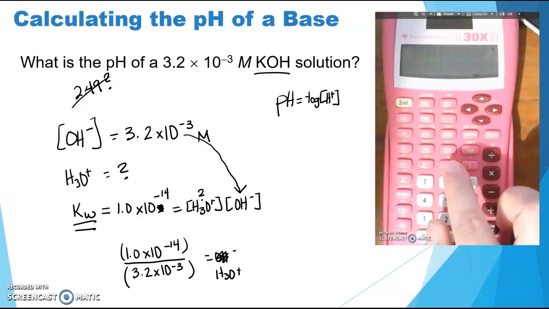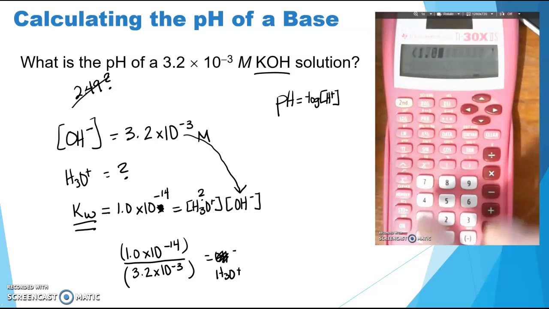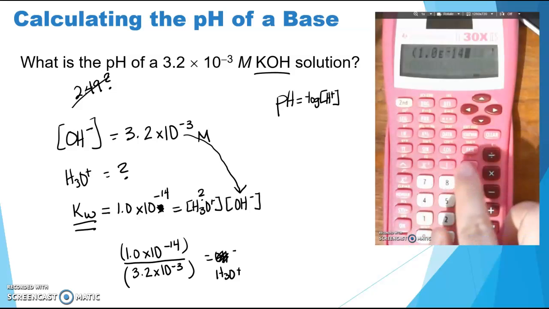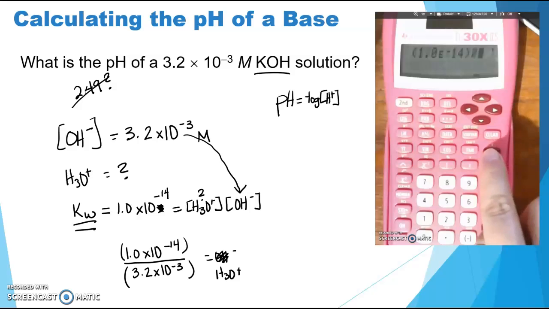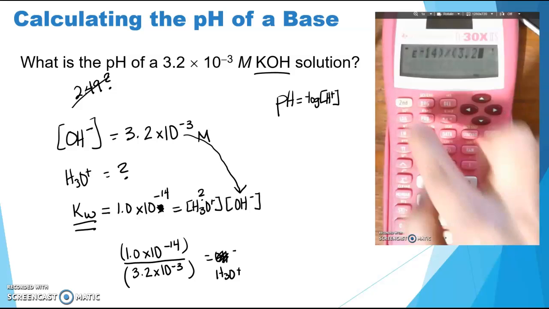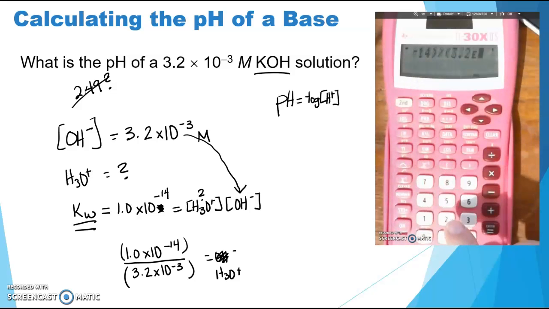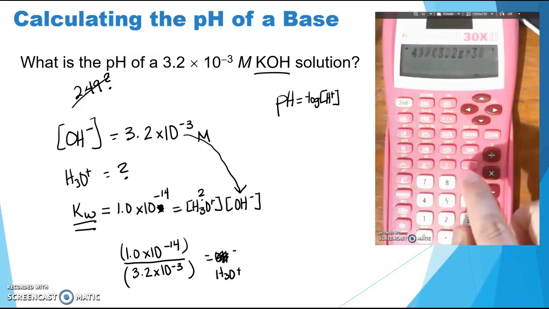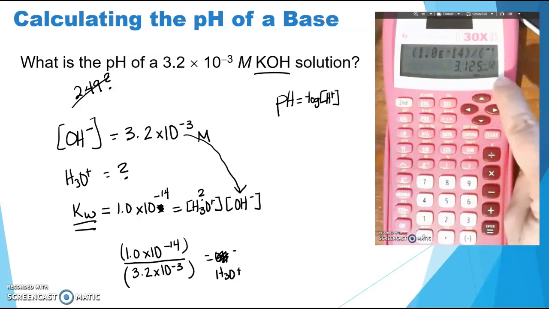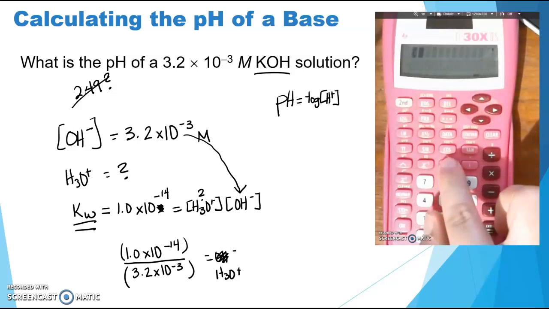Now, I want to show you how you can do this on your calculator, and I'm going to show you two different ways, and then I'm going to show you a way that will get you the wrong answer because this is a pretty easy mistake to make. So I'm going to start with parentheses 1.0, and then the second button to get that E, because remember it means times 10 to the negative 14 divided by parentheses 3.2, so I'm putting in the molarity of the hydroxide, second, raised to, that E button, raised to the negative 3, parentheses, and equals. So notice what I get, 3.125 times 10 to the negative 12.